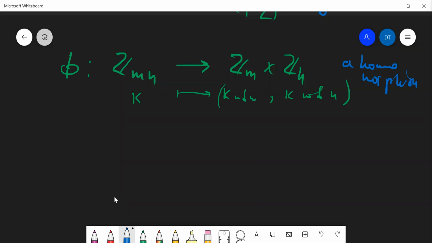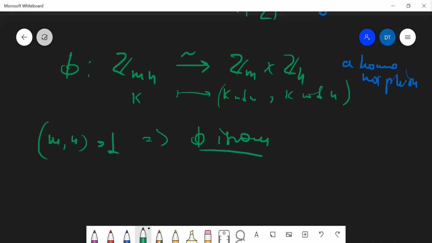Well, if m and n are not coprime, this is not injective. This one is neither injective nor surjective. But if m and n are coprime, then this phi is an isomorphism. That was the Chinese remainder theorem. So if you have this additional condition, this is an isomorphism.